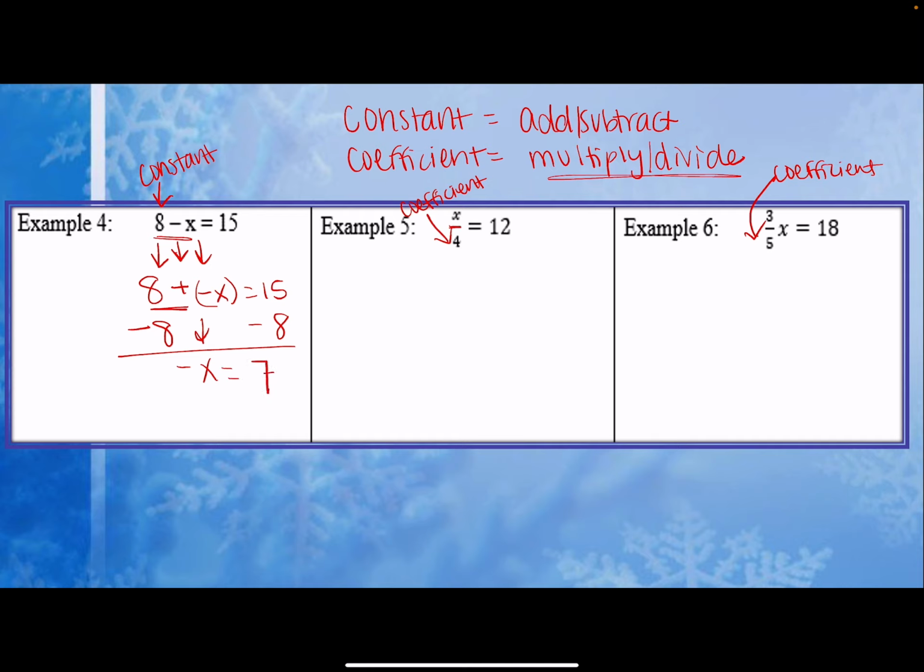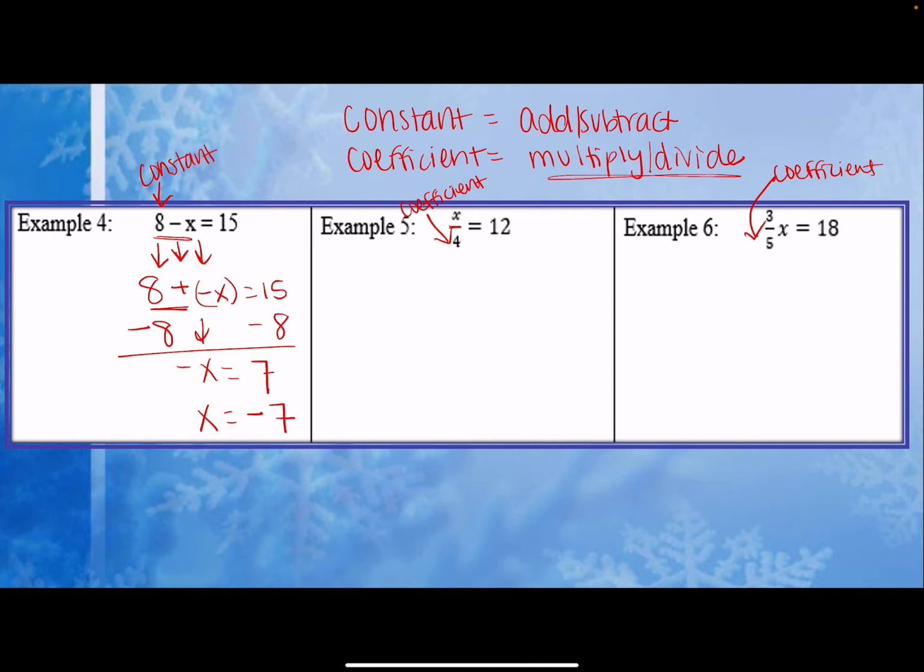But I want x by itself. I don't want negative x. The way to get just x is I just give you the opposite. So instead of negative x equaling 7, then x is going to be equal to negative 7. Just easy like that. All right, moving on to example 5.